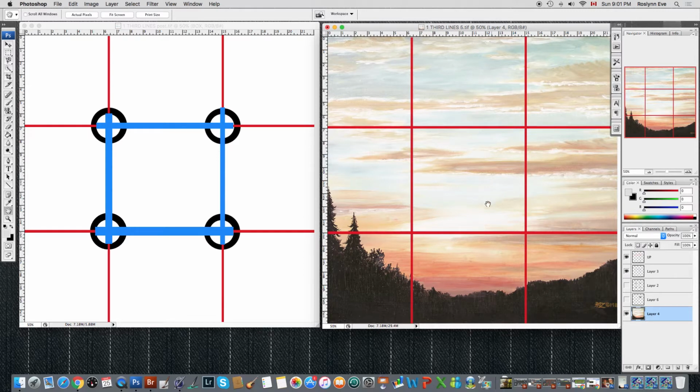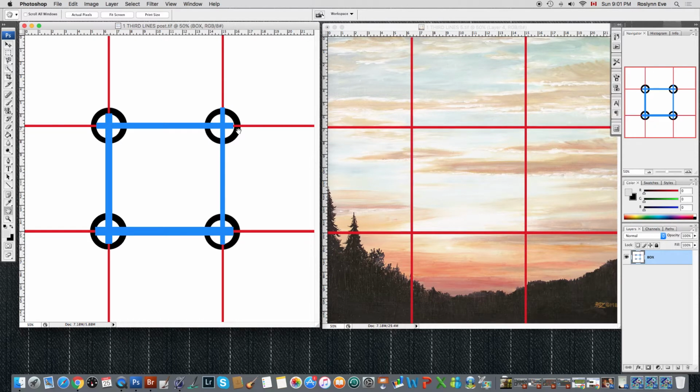Or if we were going to have a bright sun, then we would place it on a third line, and that would make it stronger. And why did I put blue over here on this left image? Why did I put blue here in the center? Because anything in this center area on these lines, not in the middle, but on the lines, where the blue lines are, is going to make that area of interest stronger, more noticeable, and more memorable.